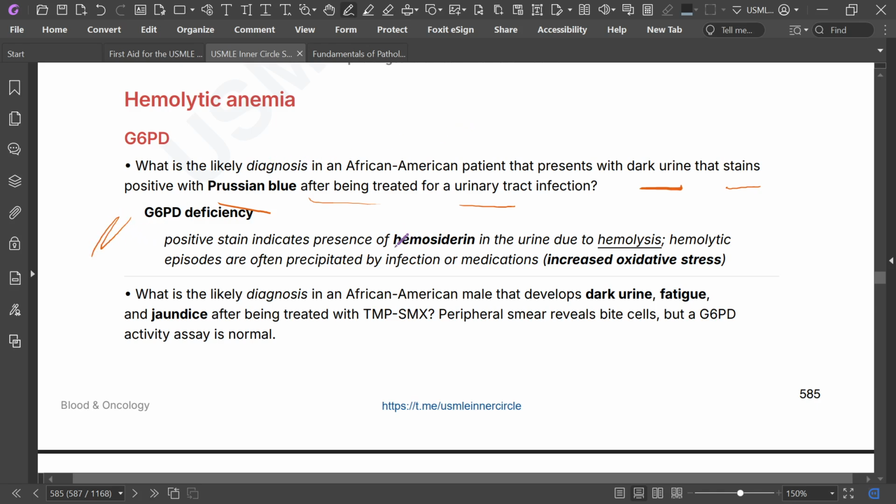It is G6PD deficiency. A positive stain indicates the presence of hemosiderin in the urine due to hemolysis, and hemolytic episodes are often precipitated by infection and medication that increase oxidative stress. What is the likely diagnosis in an African American male who presents with dark urine, fatigue and jaundice after being treated with TMP-SMX, with a peripheral blood smear showing bite cells, but a normal G6PD assay?